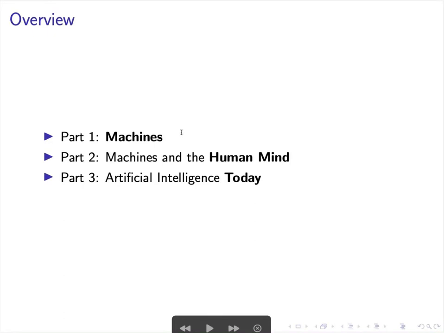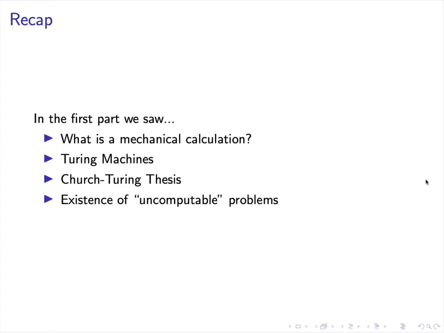Part 2. So today we're going to connect what I told you about yesterday. I was mainly talking about machines, and so I've included a recap about the first part. What we saw yesterday was we discussed basically how Turing addressed the problem of defining what is a mechanical calculation.